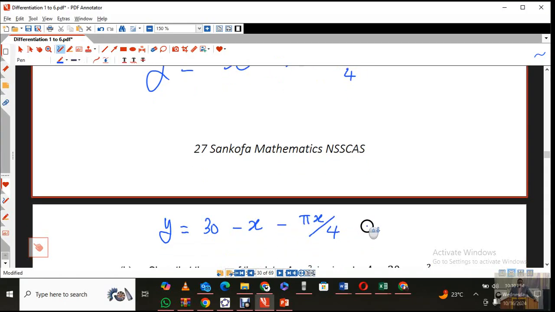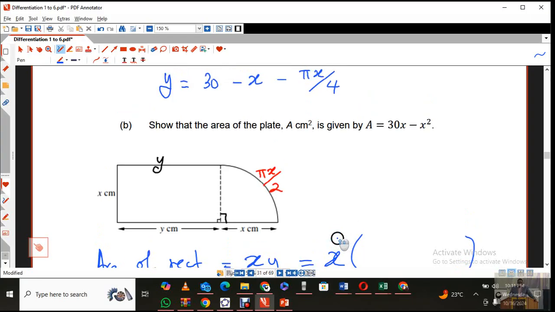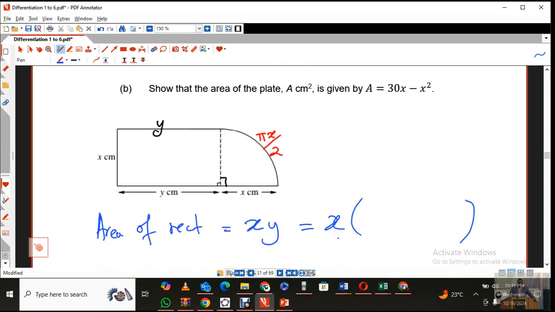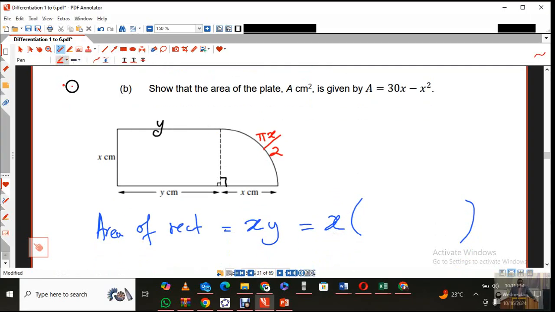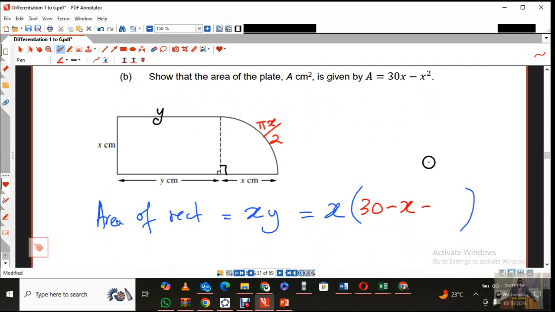Right. So the area is the area of this rectangle. So it's going to be the area of the rectangle, which is xy. Now the area of the rectangle is going to be x, but my y is going to be replaced by that whole business that I have over there: 30 minus x minus pi x over 4.